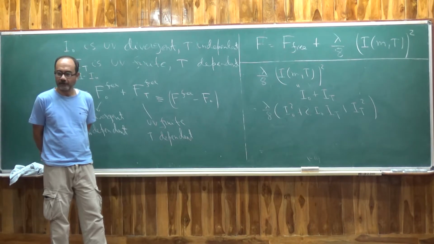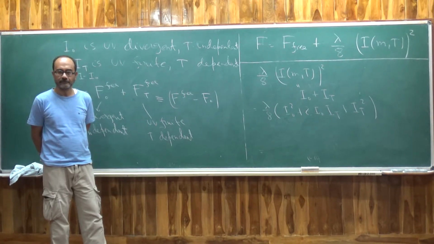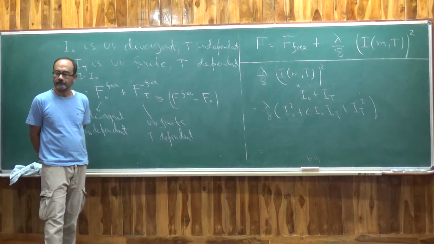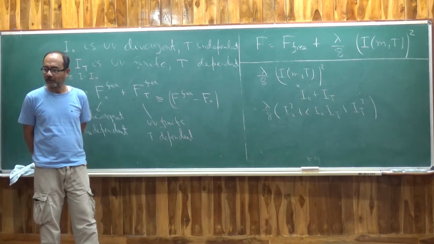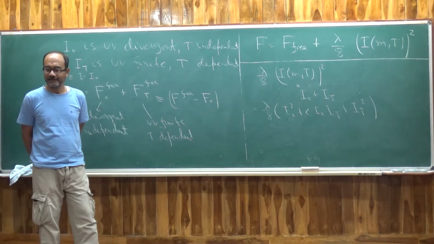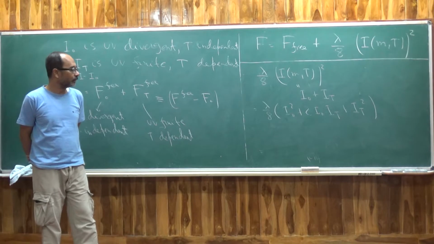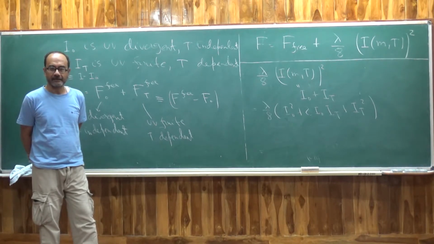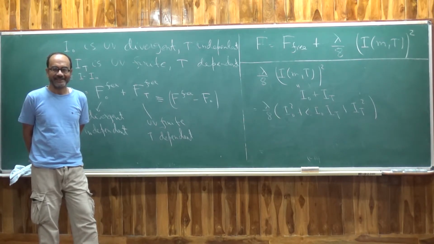So what has gone wrong? Any suggestion what you should do? Why are you getting unphysical results like this? So it should be I minus I0. So the calculations we did are all correct, right? So what is the problem? What is wrong?